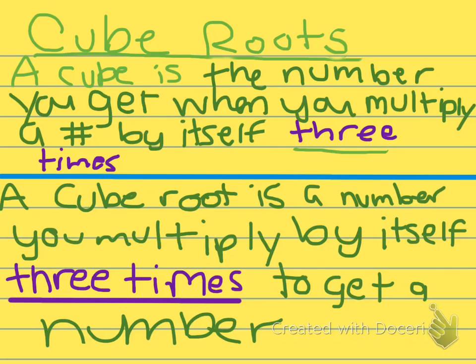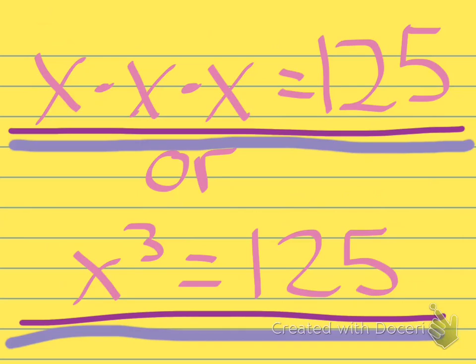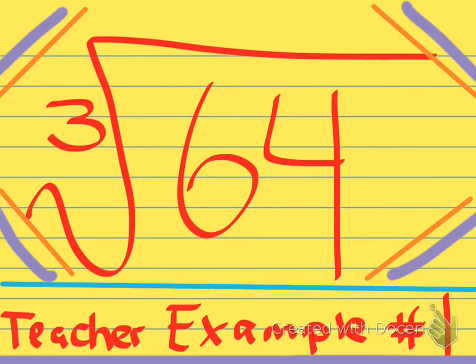First off, I'll tell you what a cube is. A cube is the number you get when you multiply a number by itself 3 times. A cube root is a number you multiply by itself 3 times to get a number. Two examples are x times x times x is equal to 125, or x to the third power is equal to 125. If you were to solve this, you would get 5. You will find out how next.